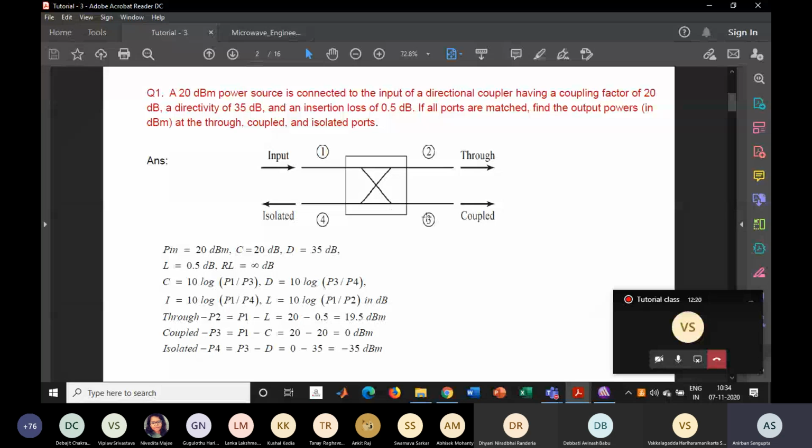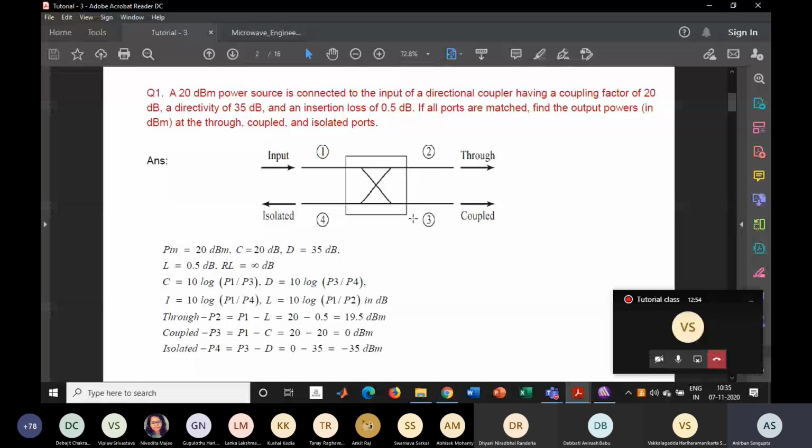both the 2 and 3 ports will be in 90-degree phase difference, phase quadrature, and the port 4 will be totally isolated. So now take the points from the question: input power is given as 20 dBm, and we know that the coupling is 20 dB. That means whatever power will be coupled to port number 3 will be 20 dB down from the input power. And the directivity is 35 dB. And we know the directivity means the isolation minus coupling.